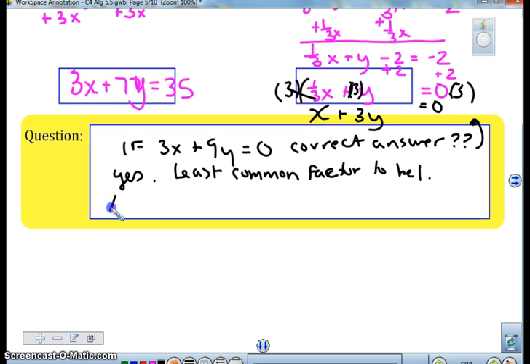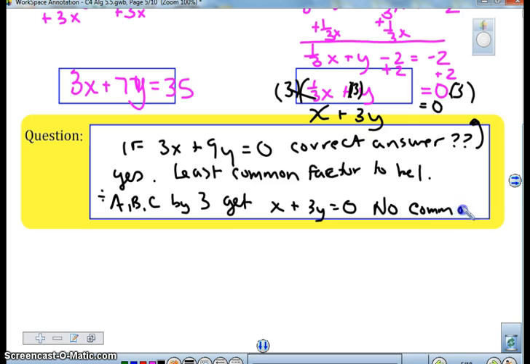So if we would divide the A, the B, and the C by 3, we would get x plus 3y equals 0, which is the form we want to have. We always want to make sure that there are no common factors when you have it in standard form. Okay, so that is a key thing that we want you to be thinking about.